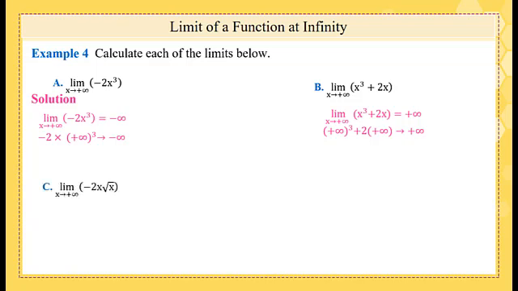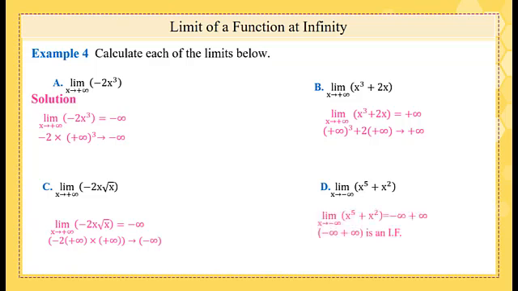A third example, the limit as x tends to plus infinity of minus 2x radical x. We have minus 2 times plus infinity, which is minus infinity, times radical of infinity, which is plus infinity. The result will be minus infinity. The last example, the limit of x exponent 5 plus x squared as x tends to minus infinity is minus infinity plus infinity, which is an indeterminate form.